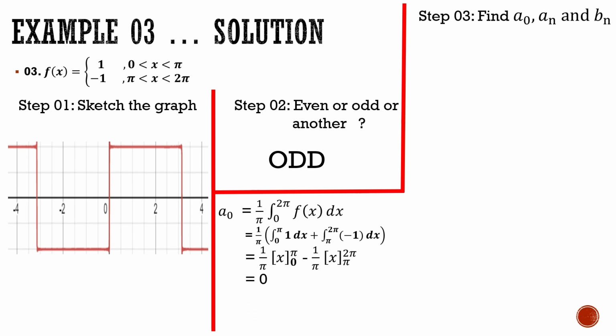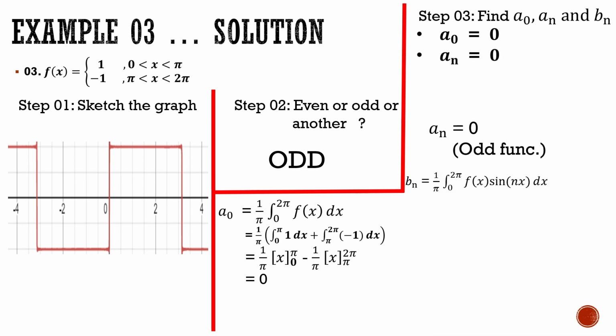Also, we can tell simply that a0 equals 0. How? Because the area of the function with the x-axis for one time period is 0. Also, an equals 0. Why? Because this is an odd function.